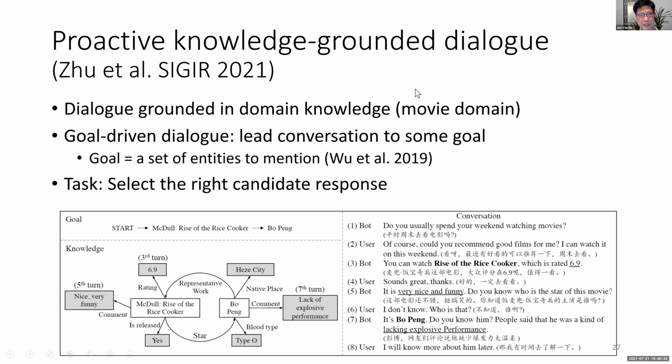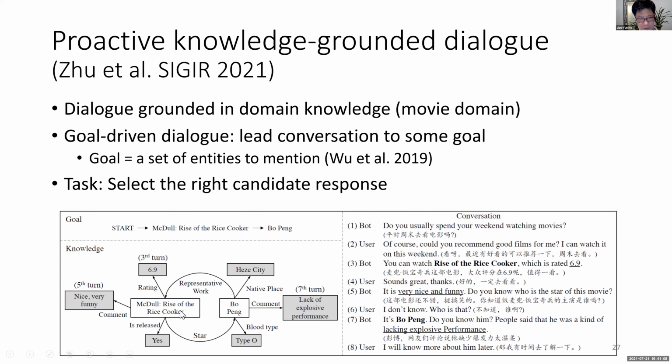So what we propose in the next work is to incorporate some explicit selection module to train a model to learn to select the right knowledge to be used in the conversation. So that's the work that I'm going to present very quickly. So the context is again about the discussion around movies. So we have the movies which are described as a knowledge graph here.